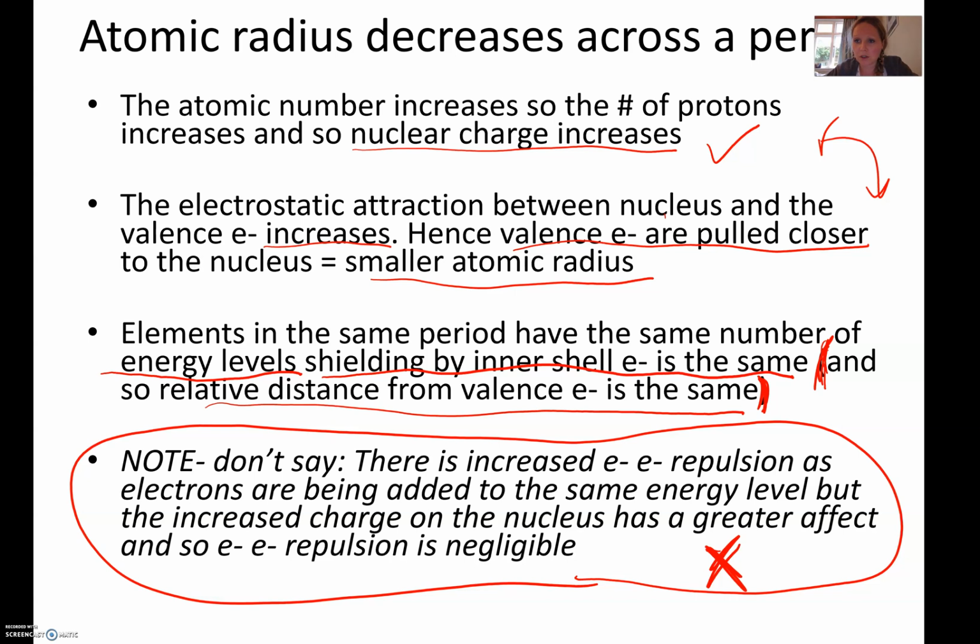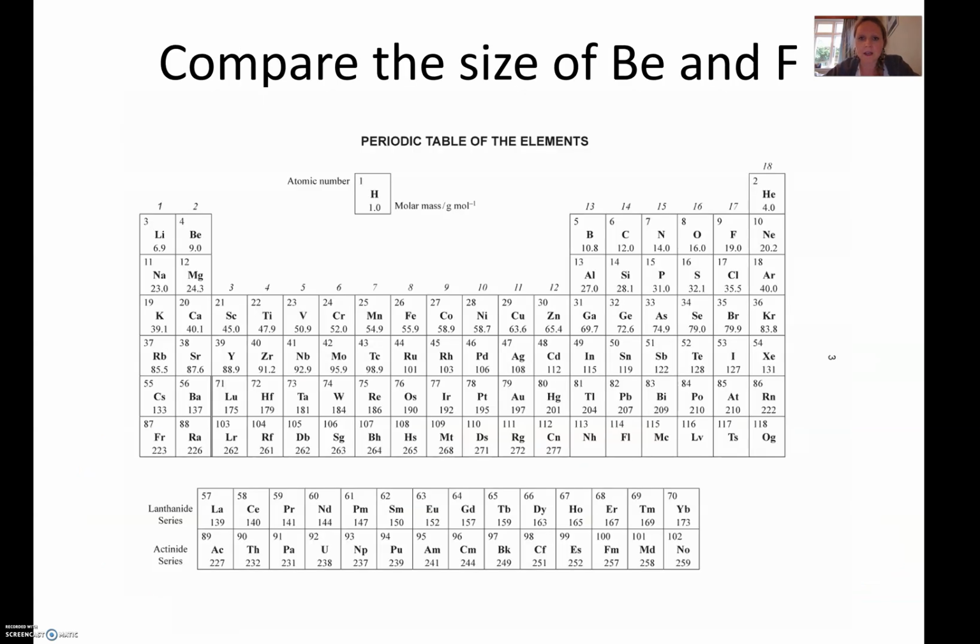Let's look at an example to solidify this concept. Here I'm asking you to compare the size of B, E, and F. Let's go through my answer. Just so you know, these are both in the same period. I'll quickly go through verbally and then I'll show you the written answer. Both of them are in period 2, which means they've got two energy levels. Because they're in the same energy level, the shielding by inner shell electrons will be the same.